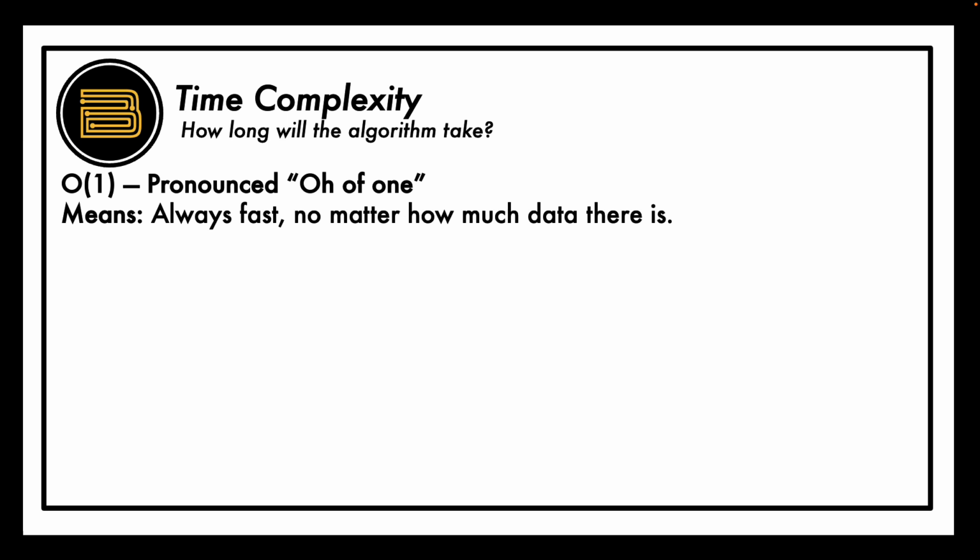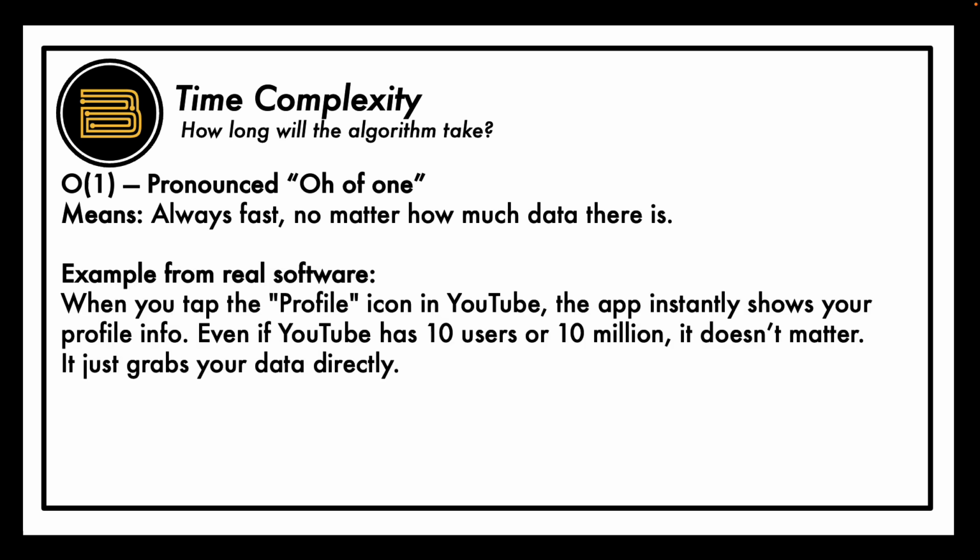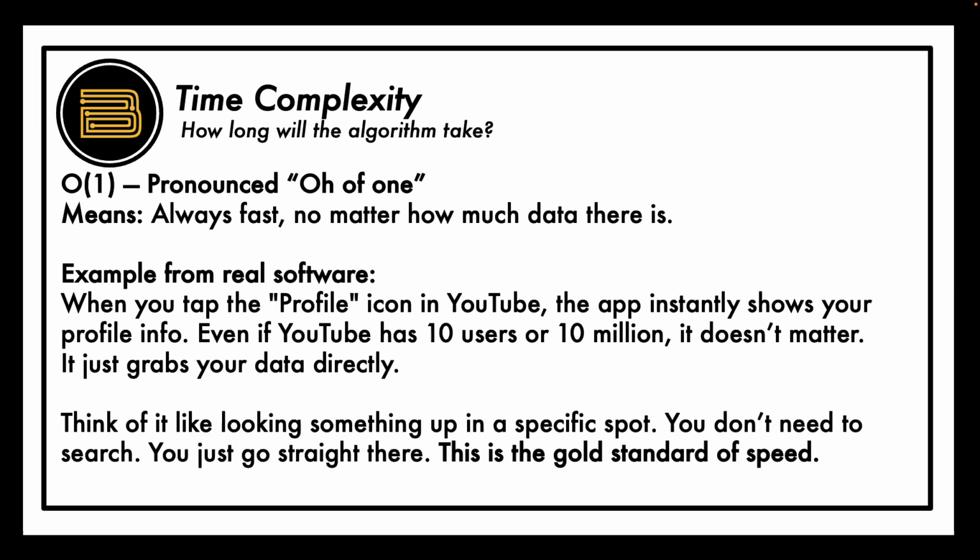What this means is that this is always fast, no matter how much data there is. A good example is when you tap the profile icon in YouTube. Because you have a user ID, the app instantly shows your profile info. Even if YouTube has 10 users or 10 million users, it doesn't matter. It just grabs your data directly.